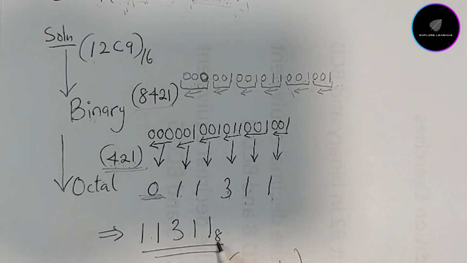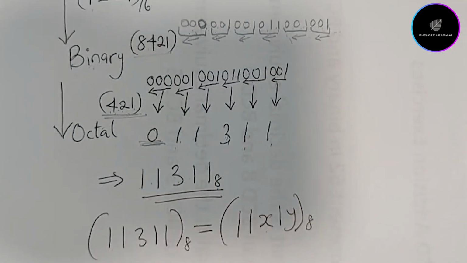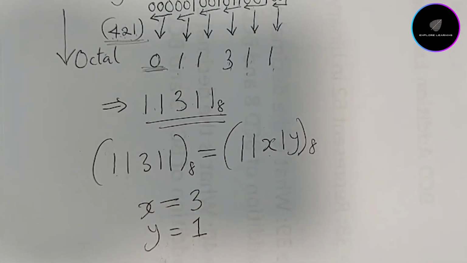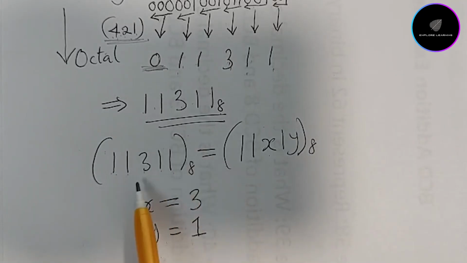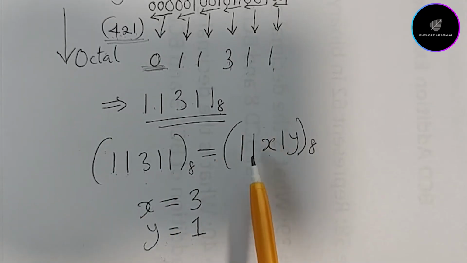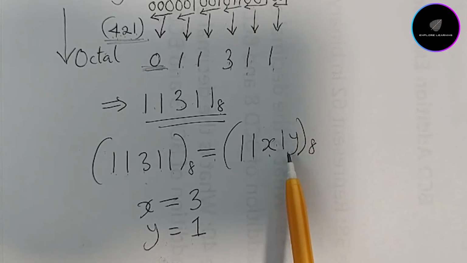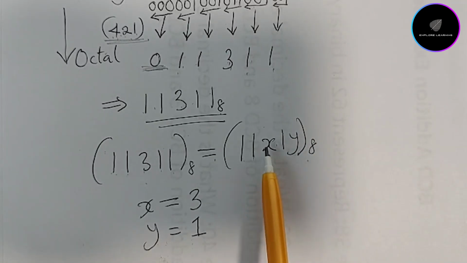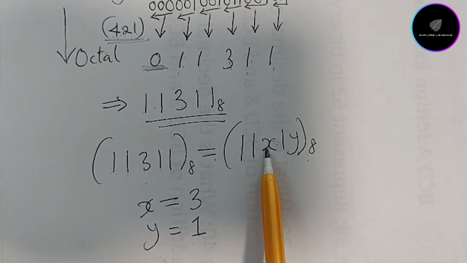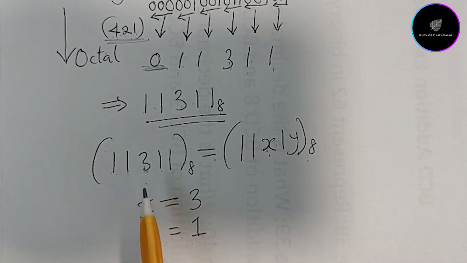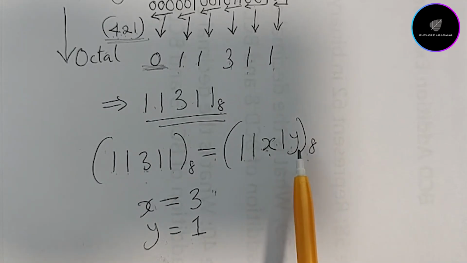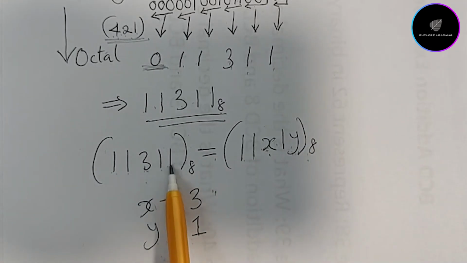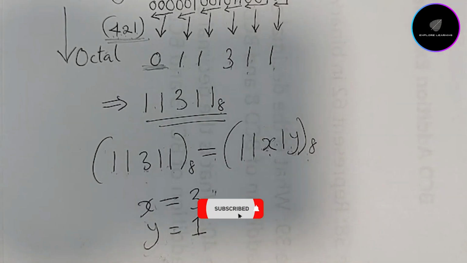So in a nutshell, we can write that 11311 base 8 is equal to 11x1y base 8. Now we're looking for x and y. So x in this place represents 3. So x is equal to 3. And then y at this position represents 1. So y is equal to 1. So this is how easy it is to solve this kind of equation.